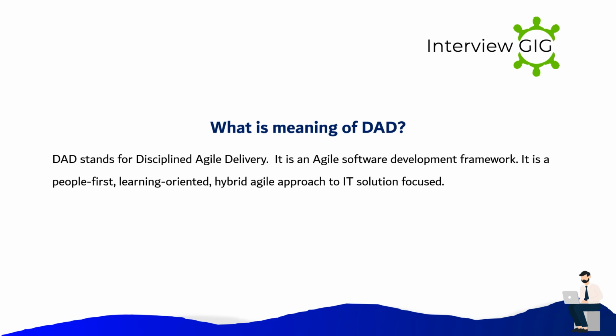What is the meaning of DAD? DAD stands for Disciplined Agile Delivery. It is an Agile software development framework. It is a people-first, learning-oriented, hybrid Agile approach to IT solution delivery.